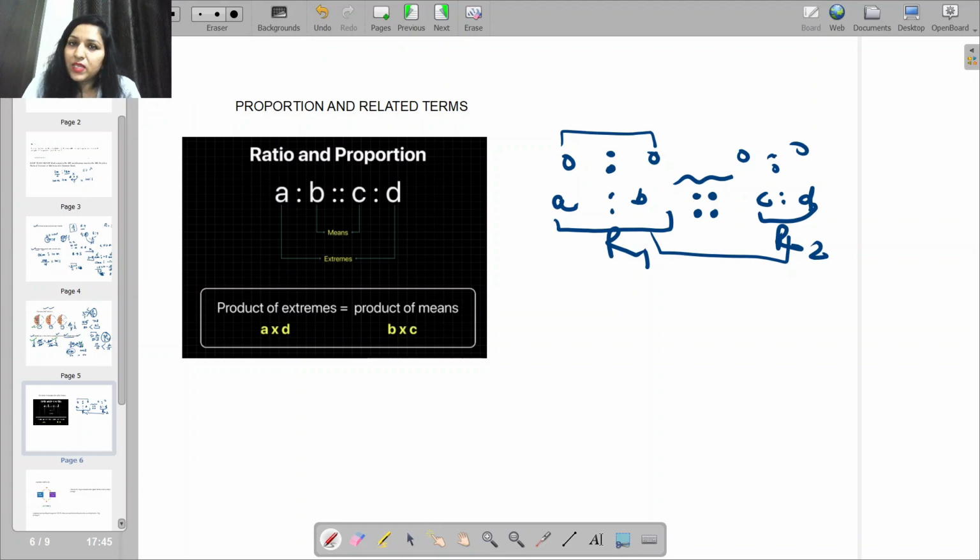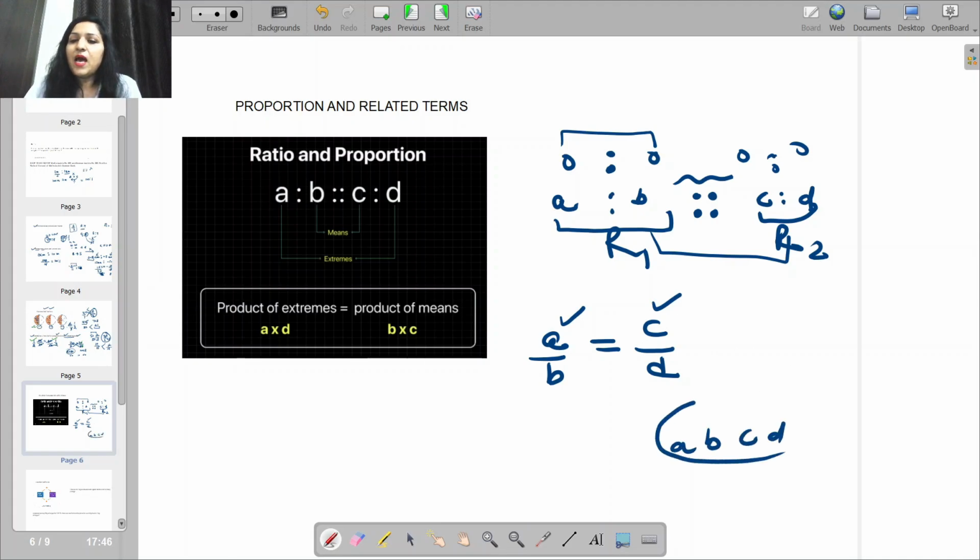अब ये proportion क्या होता है? Whenever any two ratios are equal to each other or they are equivalent, we just say that they are in proportion. इसका क्या मतलब हुआ? If A ratio B is equal to C ratio D. Ratio का मतलब is writing it as a fraction. So if A upon B is equal to C upon D, the simplest form, we say that these four numbers A, B, C, D, they are in proportion to each other. ठीक है?